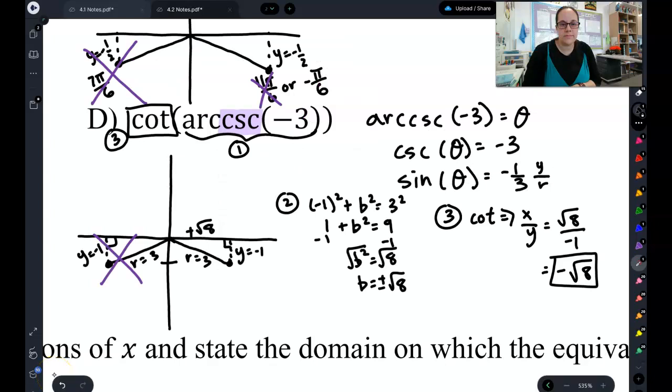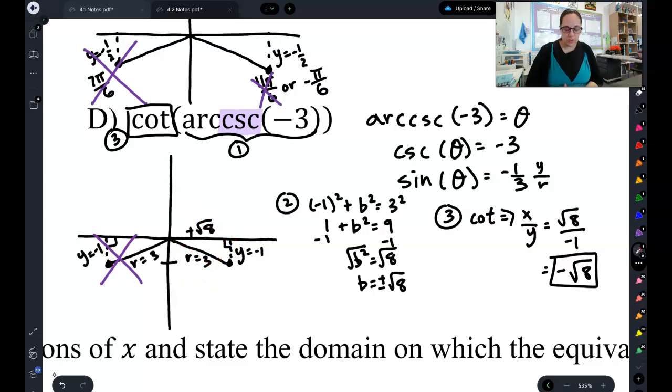Let's see how you did. So sine is y over r, so I need my y value to be -1, my r value to be 3. These are the 2 triangles that fit that description. Both have a y value of -1 and an r of 3. However, because this is cosecant, aka the opposite of sine, I'm going to restrict it to quadrant 1 and quadrant 4. So I don't want that one. So I've got my triangle.